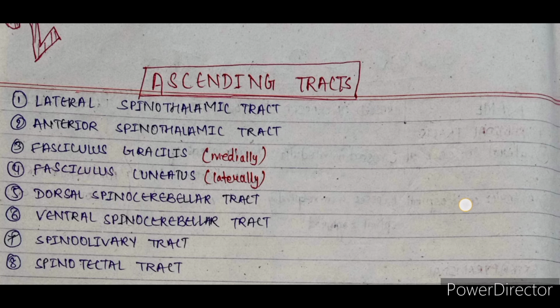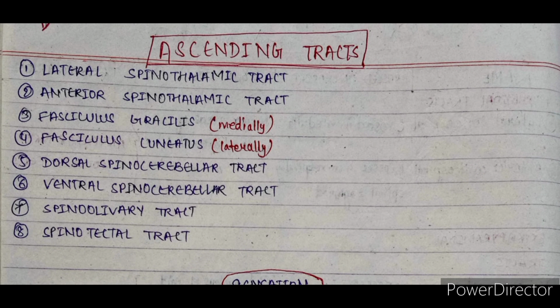Today we'll be studying about the ascending tract. The ascending tract performs sensory function and it has altogether 8 tracts. Number 1 is known as lateral spinothalamic tract. Number 2 is anterior spinothalamic tract. Number 3, fasciculus gracilis, which lies medially.